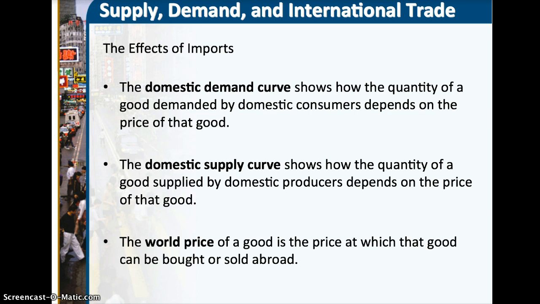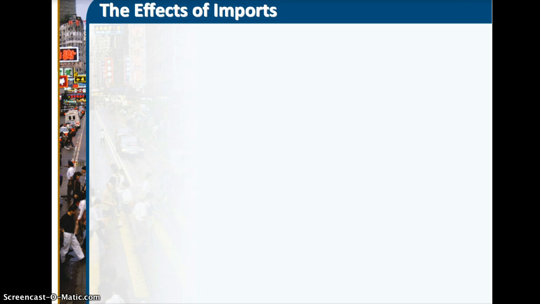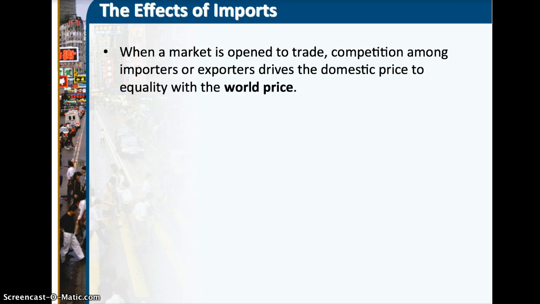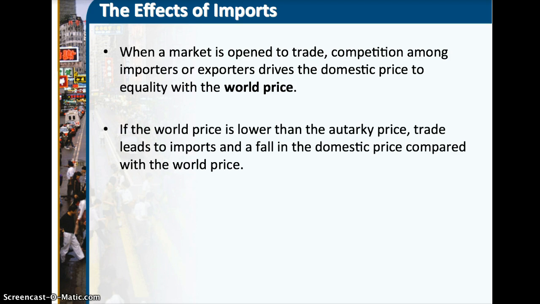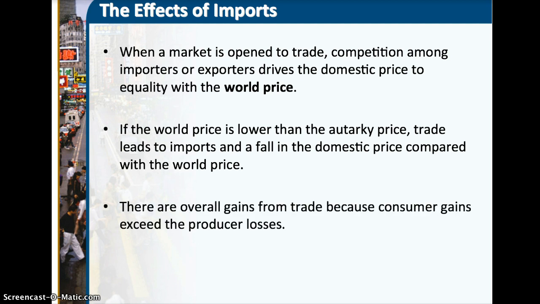When a market is open to trade, competition among importers or exporters drives the domestic price to equality with the world price. If the world price is lower than the autarky price, trade leads to imports and a fall in the domestic price to the world price. There are overall gains from trade because consumer gains exceed producer losses.